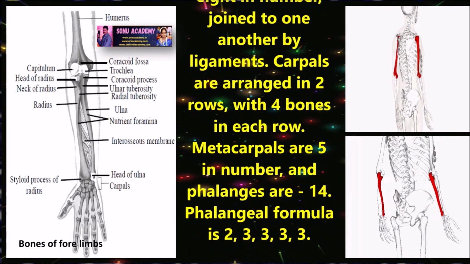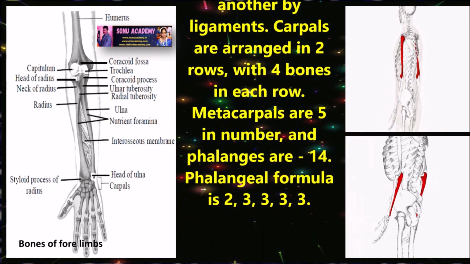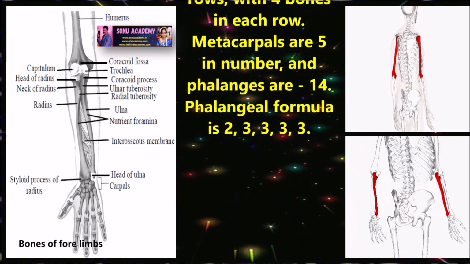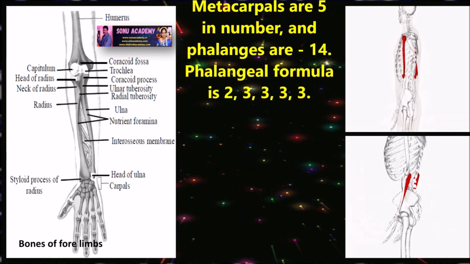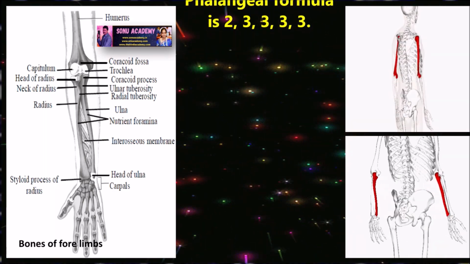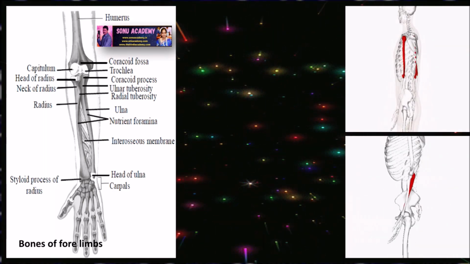Carpus or wrist bones are 8 in number, joined to one another by ligaments. Carpals are arranged in 2 rows with 4 bones in each row. Metacarpals are 5 in number and phalanges are 14. Already we discussed that.